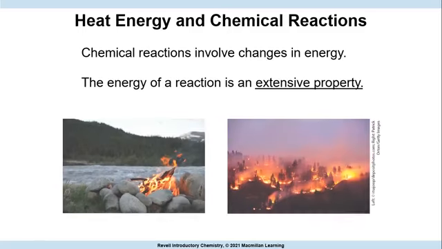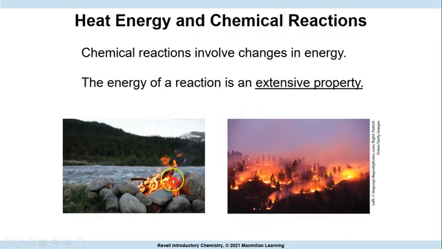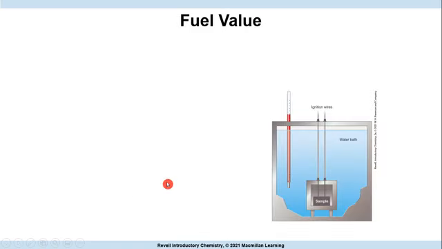So an example here is that the amount of heat that is released by this small campfire is small compared to the amount of heat that is released by this burning forest, because we have so much mass here in the forest as compared to this little campfire.